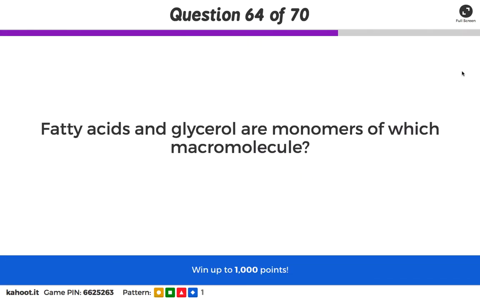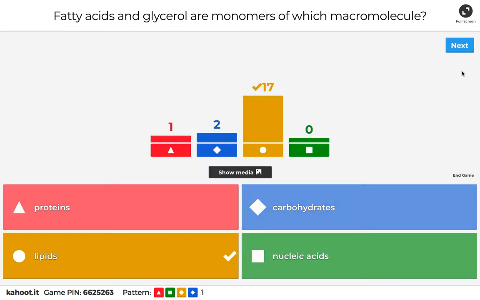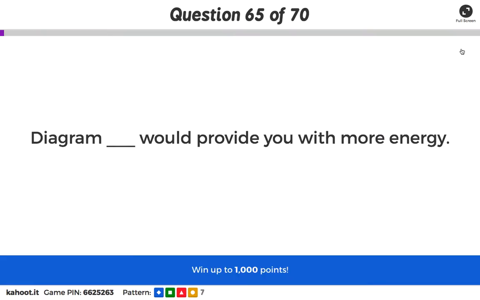We'll see. Fatty acids and glycerols are monomers of which macromolecule? I don't know this. Think about fatty acids. That should help you. Fatty acid. It's a lipid. It's a fat. They're the triglycerides. Doesn't butter have those? Yes, oh yeah, it's got a lot of fat.